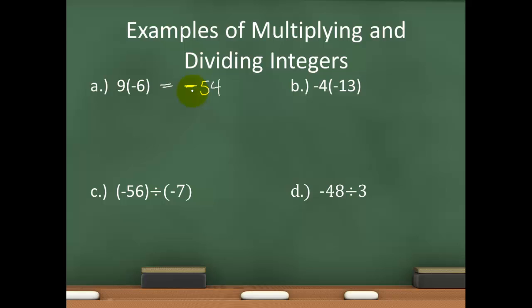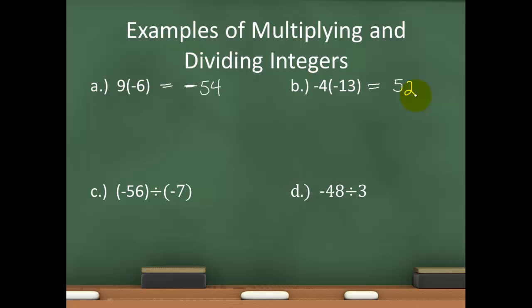Let's go to part B. I have negative 4 times negative 13. The signs are the same, and so my product is going to be positive. And so I have to figure out what 13 times 4 is. And 13 times 4 is 52. So our solution here should be positive 52.